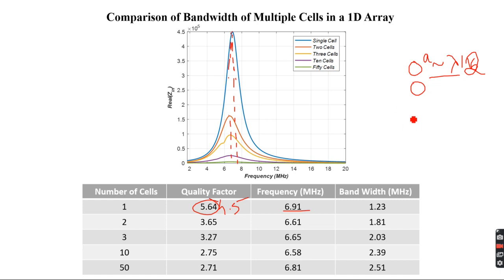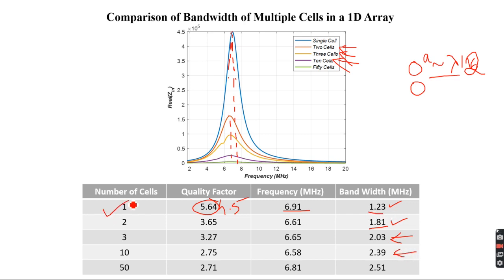Okay, so what you see regarding this figure is that if you consider two cells, then the bandwidth increases from 1.23 to 1.81 megahertz. If you consider three cells, the bandwidth increases to about 2 megahertz. For 10 cells in an array, that's about twice 1.23.